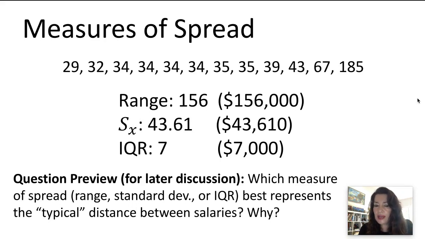All right, so if you said the IQR, then you are correct. Now, why is that? Well, if you recall, the standard deviation is used to find the typical distance from the mean. Now, our mean is already skewed because our highest salary is $185,000. So the mean is much higher than the median, so it is not a good representation of the salaries. We always want to use the median for salaries. Now, since standard deviation is based on finding how far it is away from the mean, the standard deviation is also not a good representation.